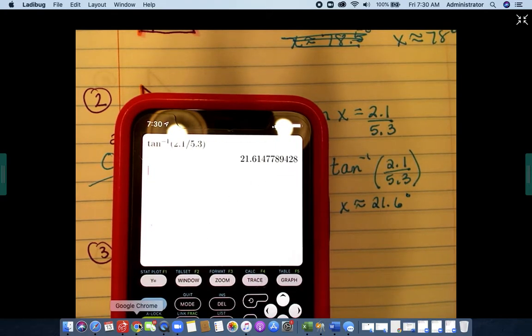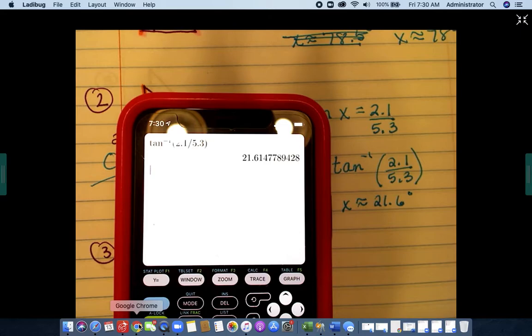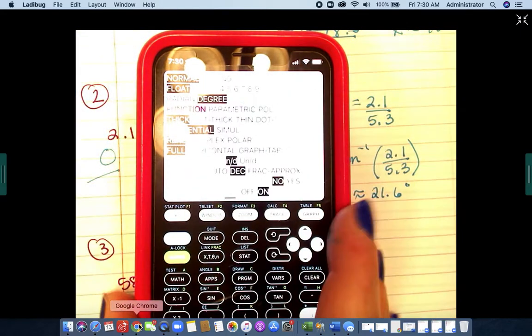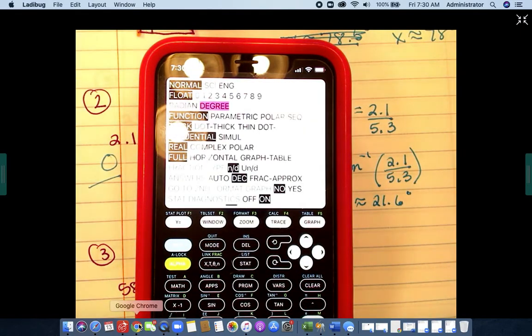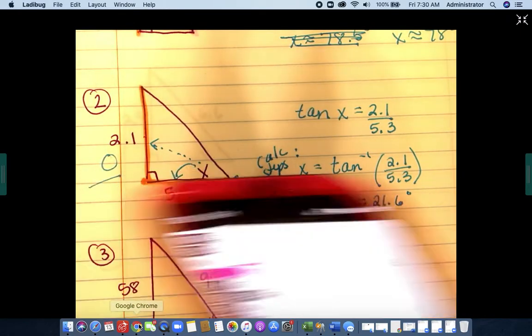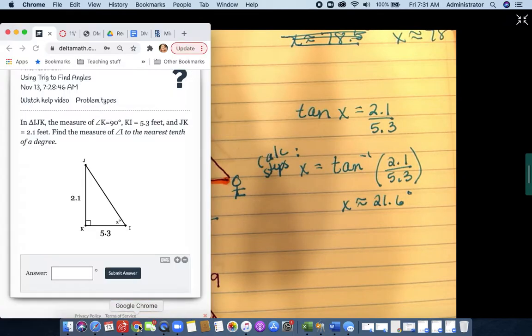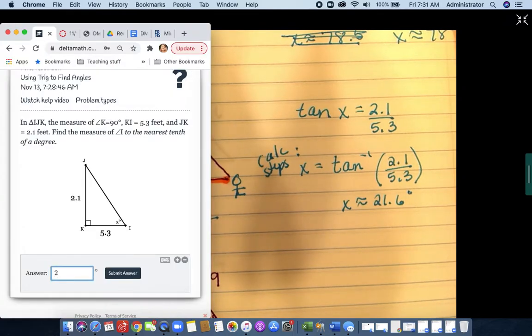Remember, you have to be in degree mode. So if you're not getting these values and you're typing it in just like me, make sure you're going back and pressing mode and making sure it's on degree mode. Tap that degree and make sure you hit enter. Once you change it one time, it'll stay that way. But if your phone maybe cuts off or the app shuts, then you may need to redo that. So 21.6 for number 2.